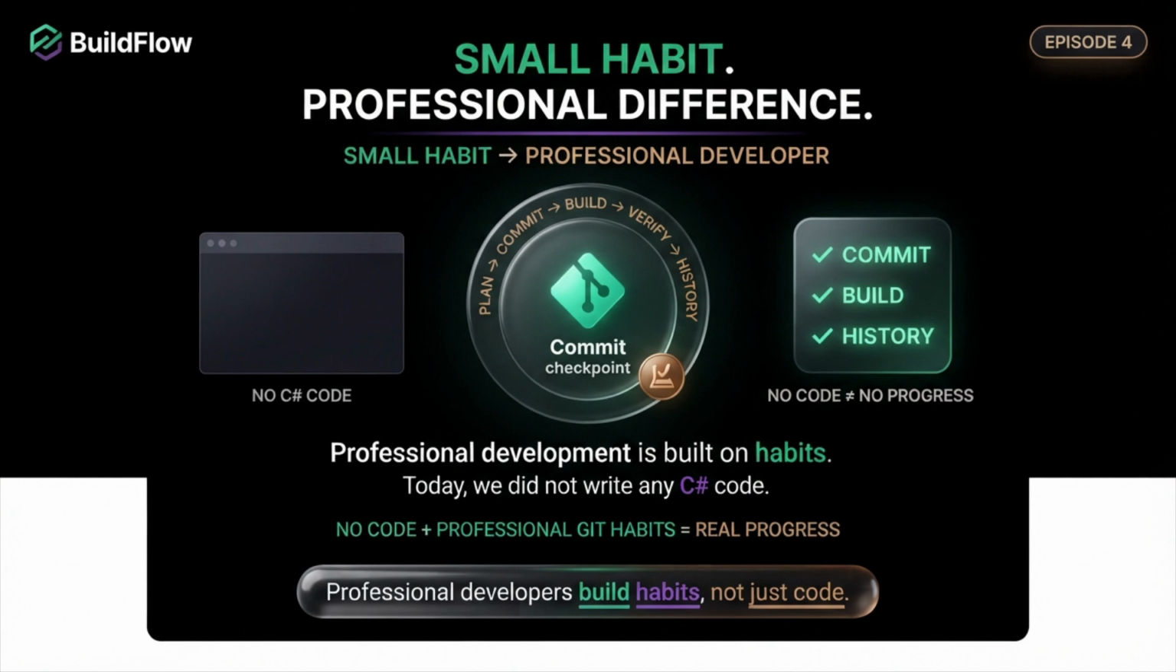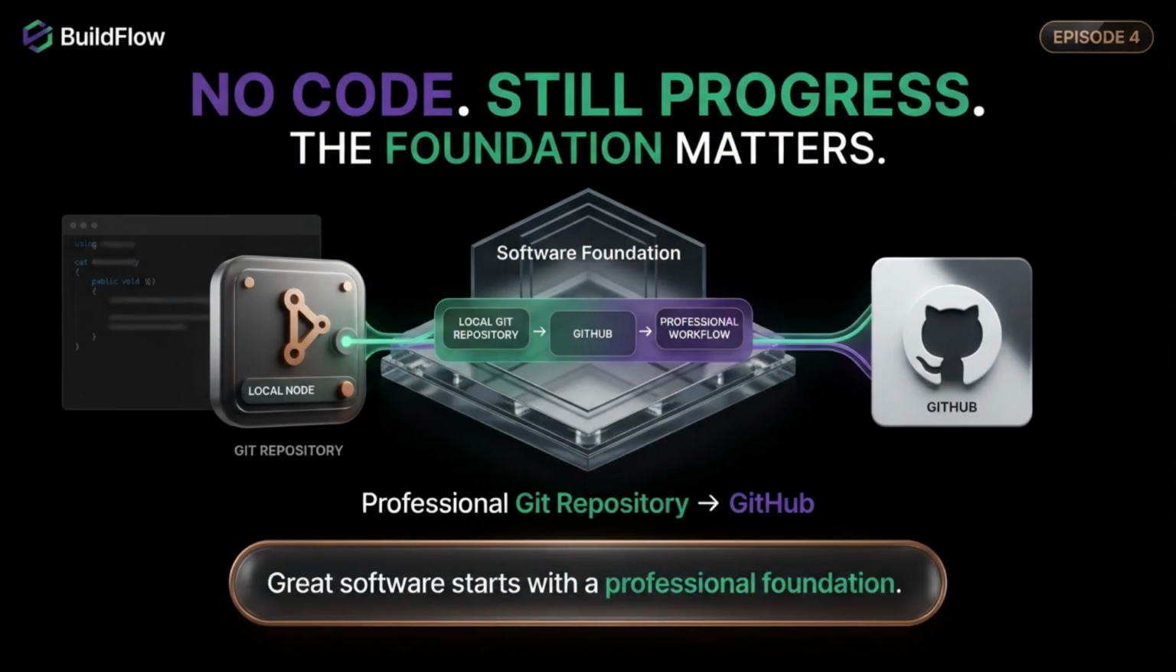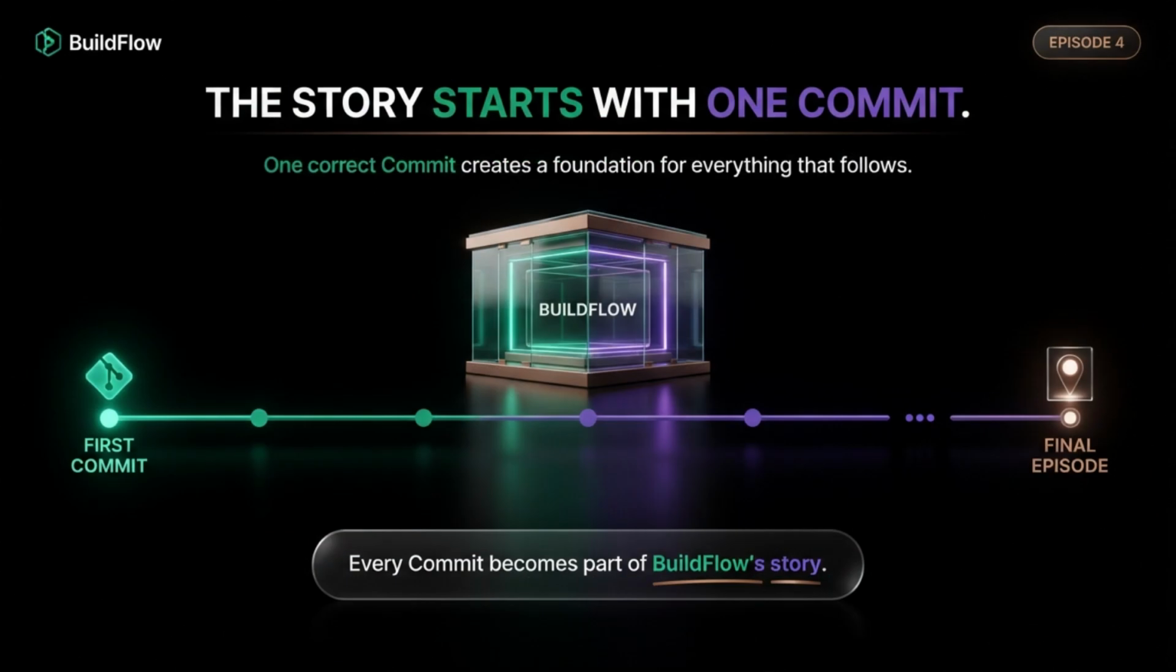Today, we did not write any C# code, but we performed skills that are no less important than writing the code itself. We created a professional Git repository, connected it to GitHub, created our first commit the right way, and laid the foundation that will preserve the story of BuildFlow from its very first day to the final episode of this series.